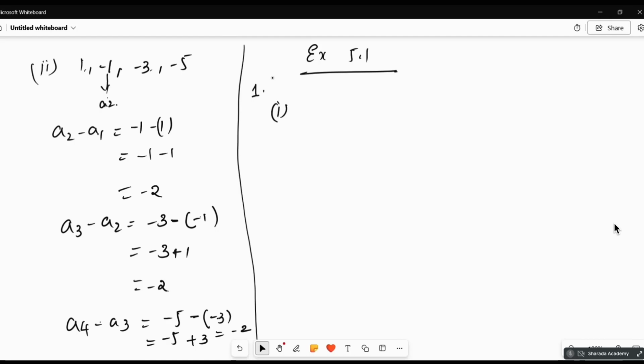So the taxi fare for the first kilometer is 15 rupees. For the next one, an additional 8 rupees you have to pay, that is 15 plus 8. For the third one, how much you have to pay? Plus another 8. It goes like that. So how do you write the AP? First one, it is 15. Second one, it is 15 plus 8, which is 23. Third one, 23 plus 8.